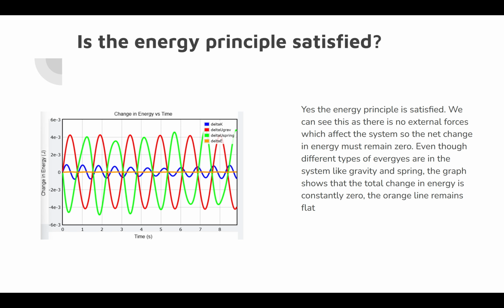So is the energy principle satisfied? Yes, the energy principle is satisfied. We can see that there are no external forces which affect the system, so the net change in energy must remain 0. Even though there are different types of energies in the system like gravity and spring, the graph still shows the total change in energy is constantly 0. The orange line remains flat. You can see that gravity is canceled out by spring, and additionally spring is canceled out by delta K. Everything gets canceled out to 0.